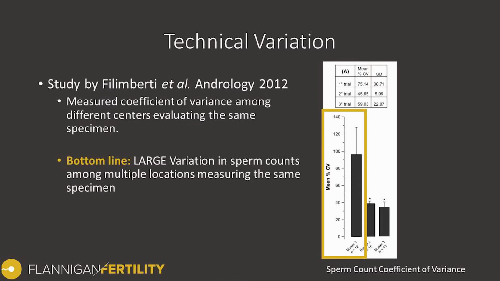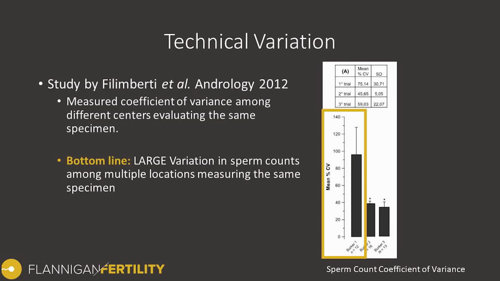So if we look at a study examining technical variation, this particular study, performed a few years ago in 2012, measured something called the coefficient of variance amongst different centers evaluating the same specimen. Basically, this refers to how much variability there is around the measured values from center to center, looking at the exact same specimen. The bottom line is that there was a large amount of variation in sperm counts amongst multiple locations measuring the exact same specimen.